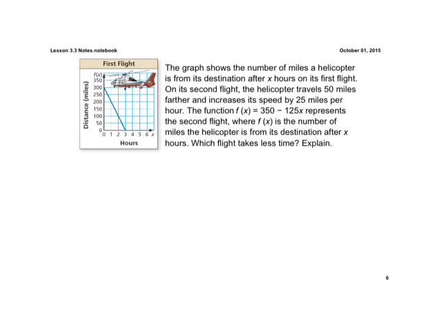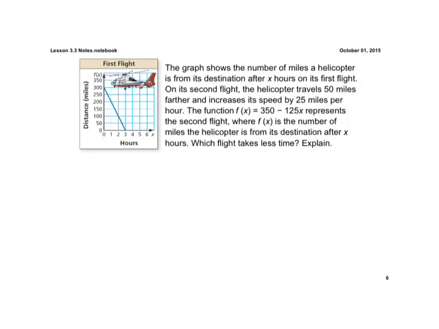All right, and last slide here. We got a word problem. Okay, this graph shows the number of miles a helicopter is from its destination after x hours on its first flight. Okay, so that's a graph of its first flight. On its second flight, the helicopter travels 50 miles farther, but it increases its speed by 25 miles an hour. So the function that they give us here, f of x equals 350 minus 125x. That represents the second flight.